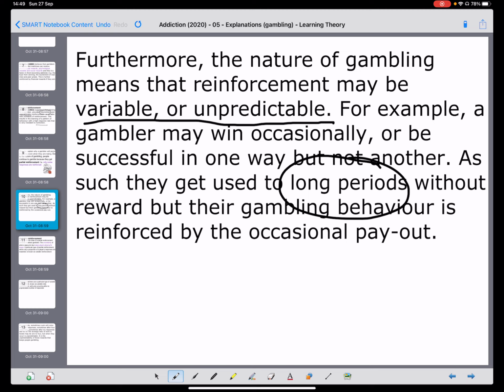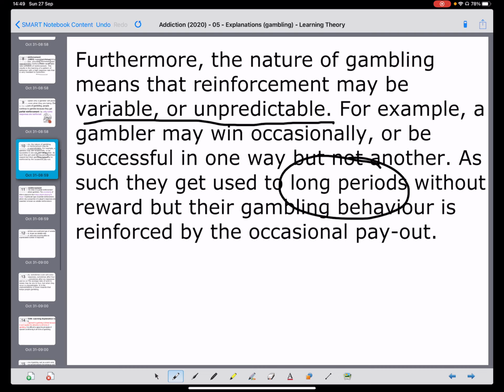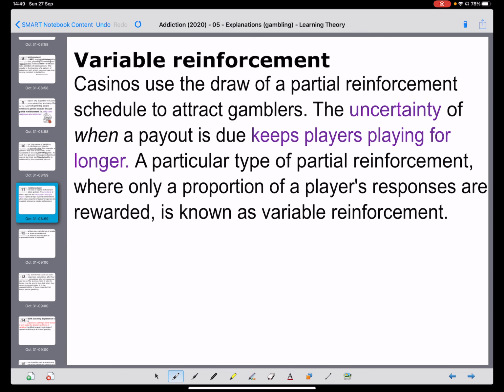And of course, I can't predict necessarily what's going to happen. I can look at the statistical chance and I see it's 50-50, but of course, every time I actually do this, it's literally just resetting itself. So just to explain this a little bit further, I do have a section on variable reinforcement. And it says the uncertainty of when a payout is due keeps players playing longer.